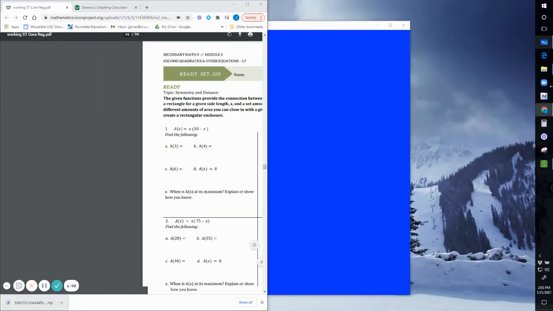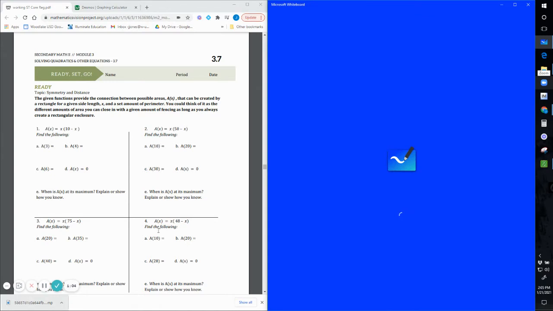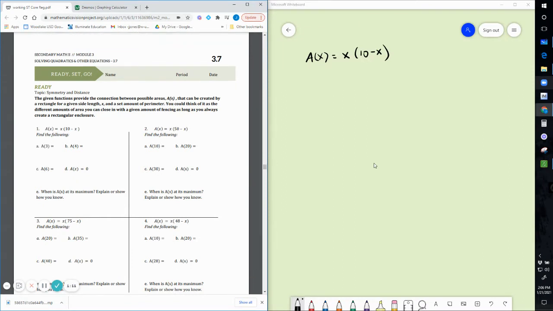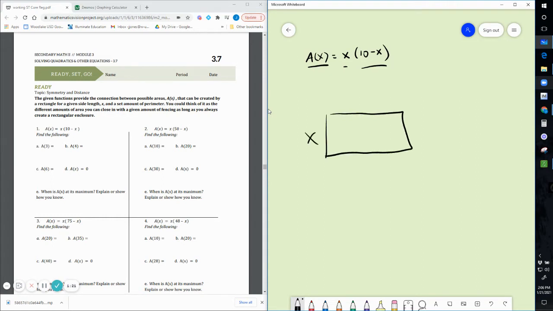So let's actually just look at this first one together. Let my whiteboard pop up and see how it goes. All right, here we go. So all the problems are for the same concept. It wants you to look at it saying the area is the side length base times height, right? So if you drew some rectangle, if one side's x, the other side is 10 minus x. So obviously this x and this x are the same, right?